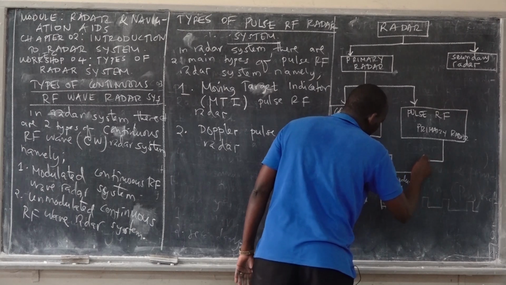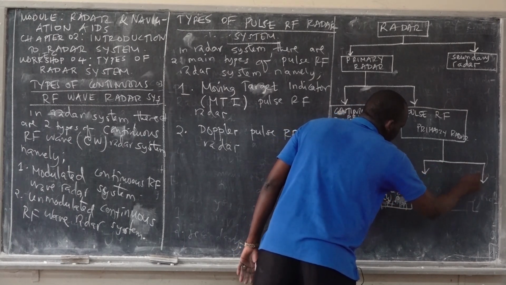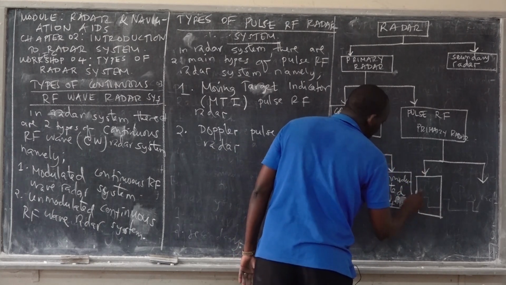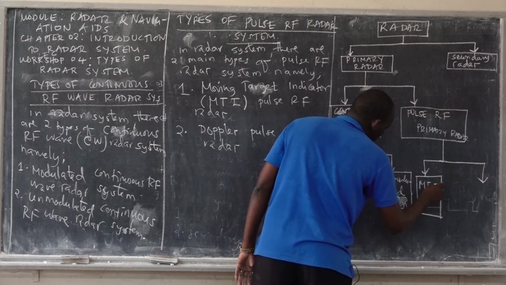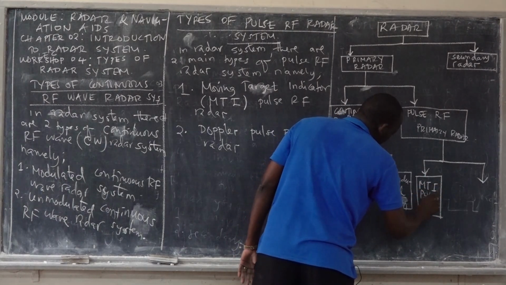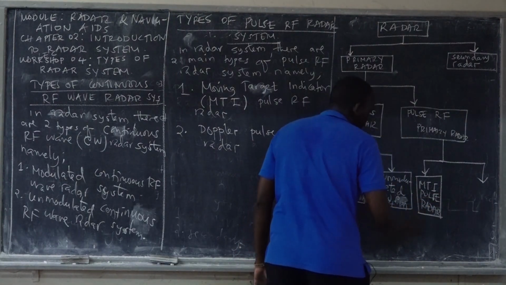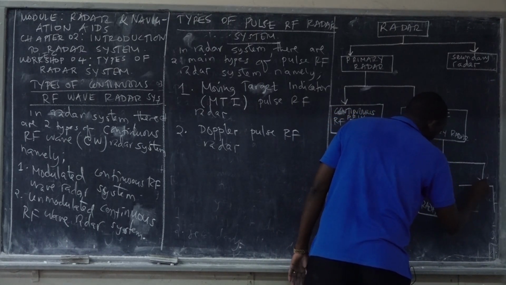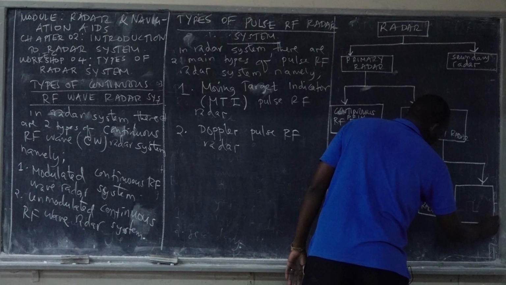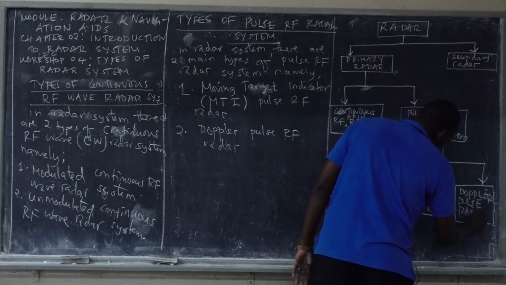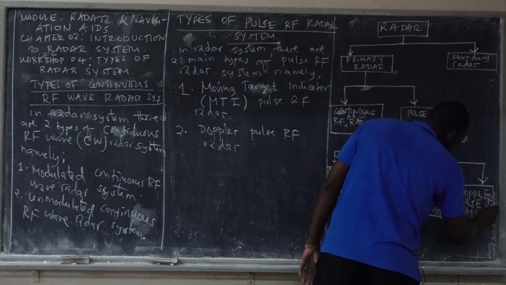And then here we have two categories. The first one is called what? Moving target indicator, MTI. MTI pulse radar system, or primary radar system. Then for this part, we have what? Doppler pulse radar system, or primary RF radar system.